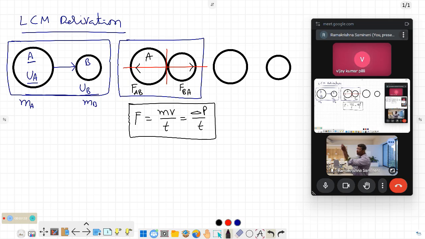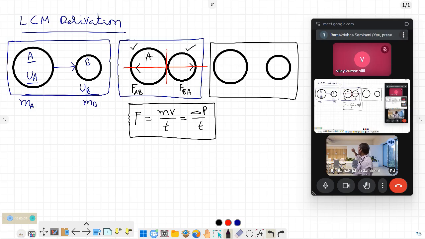So in what way does the momentum change? When A collides with B, B's momentum changes. At the same time, when B applies force on A, A's momentum changes. So at the time of interaction, momentum is exchanged from one body to another. Due to that exchange of momentum, after interaction both bodies move with different speeds. Initially the first body's velocity is ua, which changes to va. Initially the second body's velocity is ub, which changes to vb.